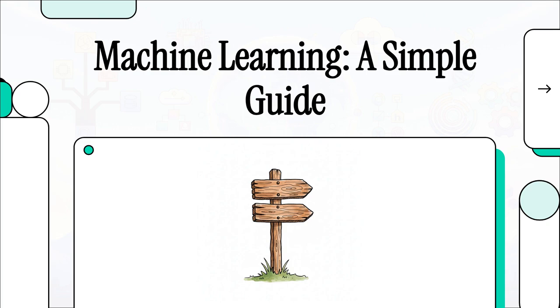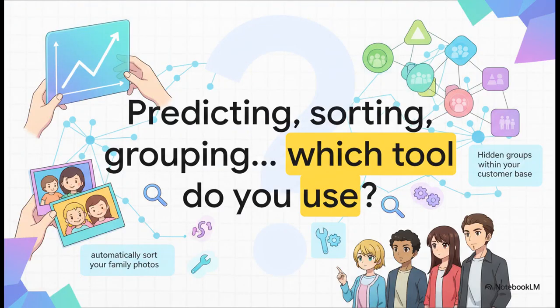Let's dive in. So think about it. You've got a goal. Maybe you want to predict house prices, or maybe you're tired of sorting your vacation photos by hand. Or hey, maybe you're trying to figure out if your customers fall into different groups. All of these are classic machine learning problems, but they all need a different approach. So how in the world do you choose the right tool? Well, that's exactly what we're here to figure out.